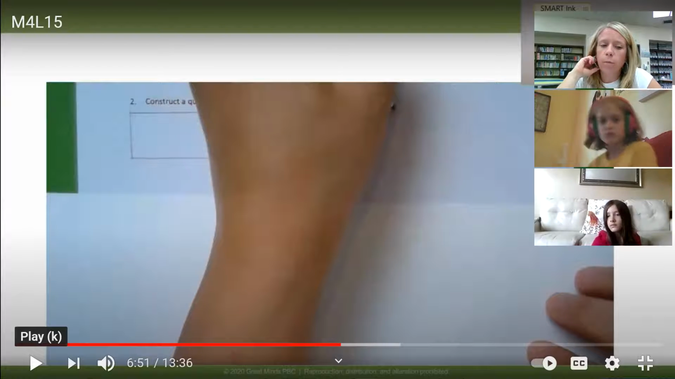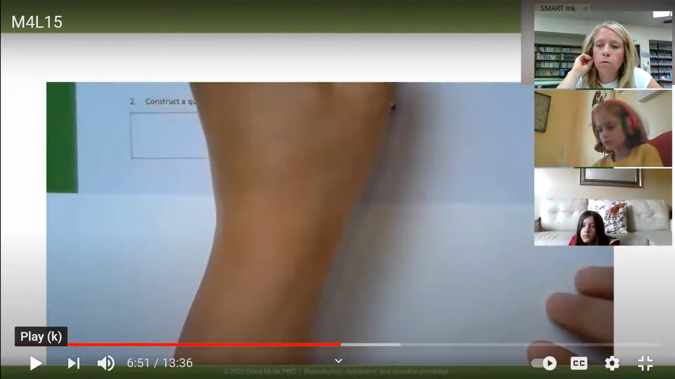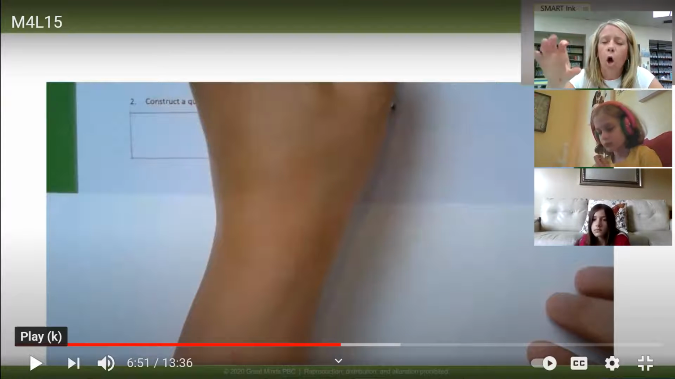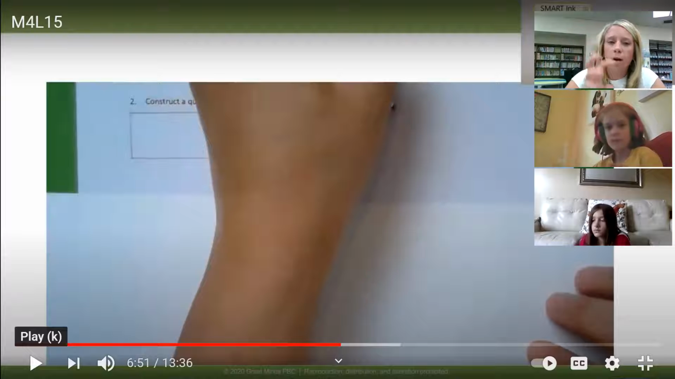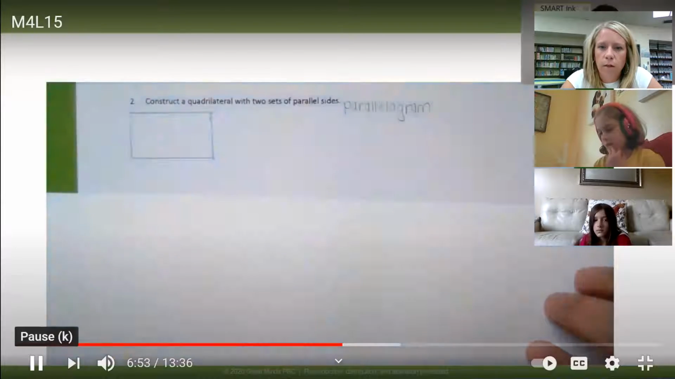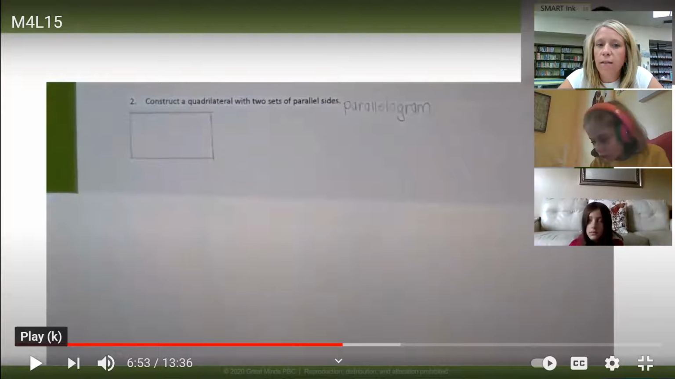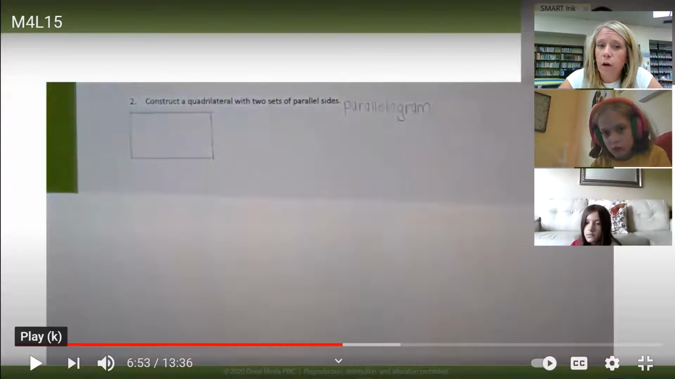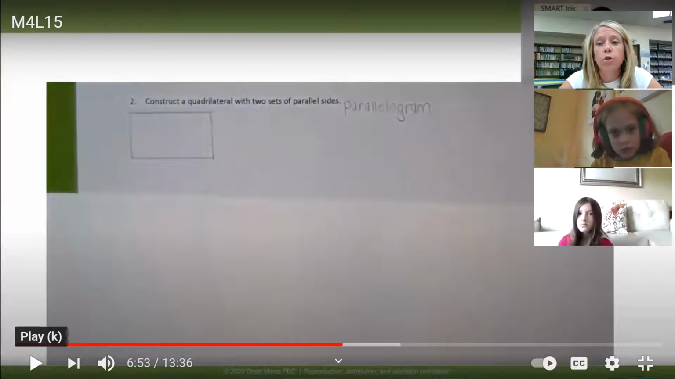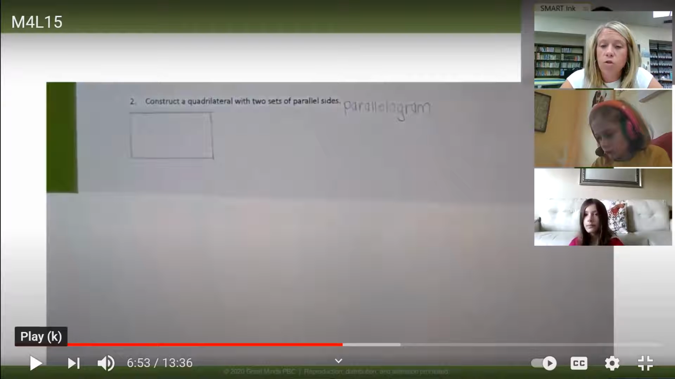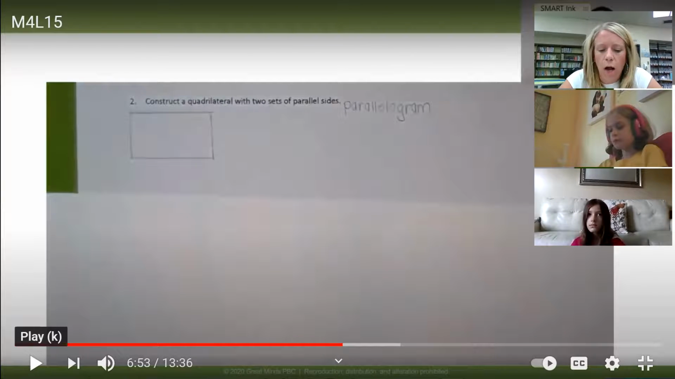P-A-R-A-L-L-E-L. So you have the word parallel. O-G-R-A-M. So it's parallelogram, all one word. And she writes it, and then I'll go ahead and pause. So if you want to copy it off the screen, there you go. Parallelogram. So you're writing that next to number 2 to remind yourself that a four-sided figure that has two sets of parallel sides is also called a parallelogram. There's so many different ways to describe these figures.